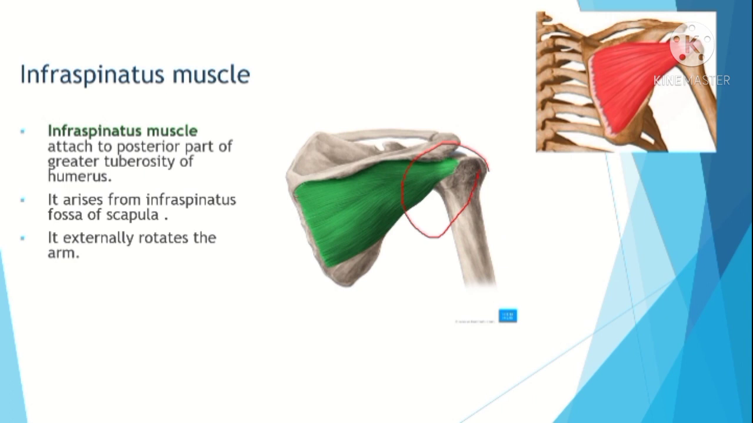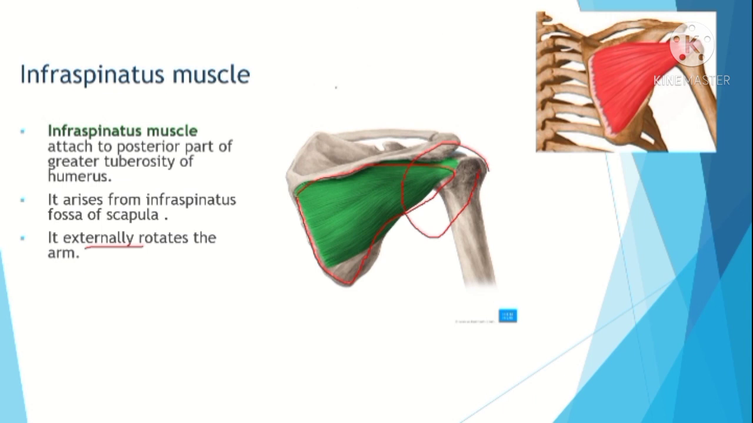And from where does it come? It comes from the infraspinatus fossa of the scapula. And what is the function? The muscle which is present behind has a similar function. What is that function? First is abduction, second is external rotation of the arm. External rotation means moving the arm externally outward, whereas if I am talking about the anterior region, then it is internal rotation of the arm. So this is very important.